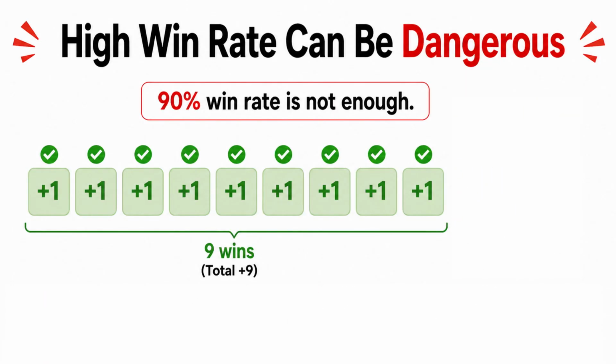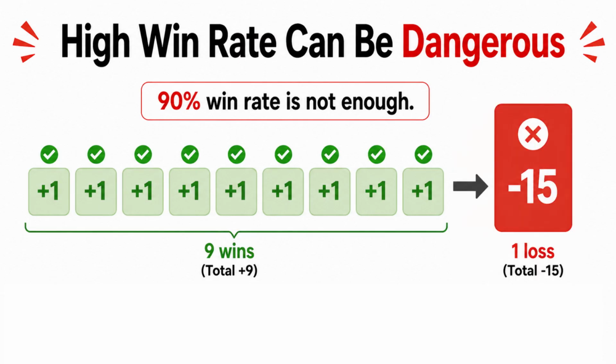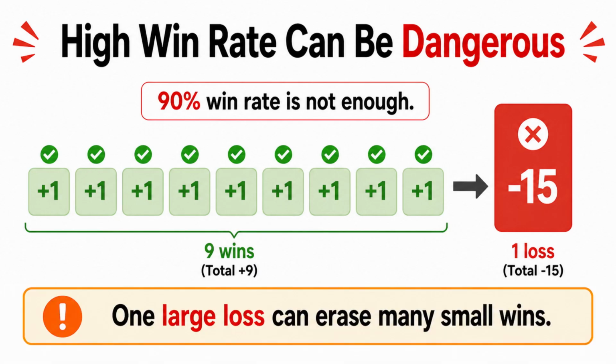For example, imagine 9 winning trades. Each win gives you +1, so the total profit is +9. But then, one losing trade gives you -15. In that case, even with a 90% win rate, the total result is negative. What matters in EA trading is not only the win rate. You need to check the average profit, the average loss, the maximum loss, the stop loss rules, and how much the EA can lose in a single losing trade.